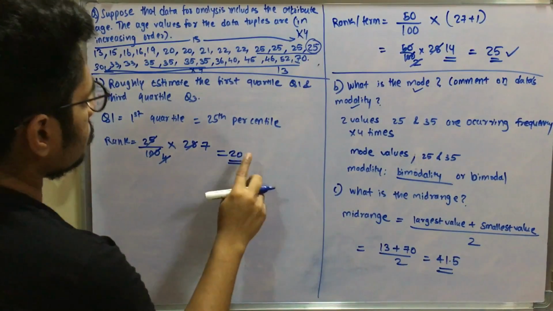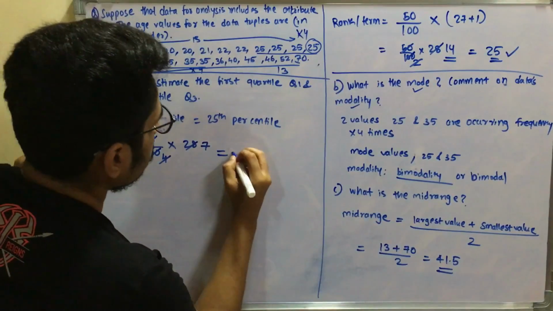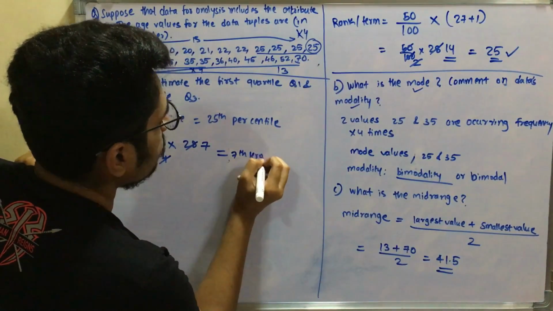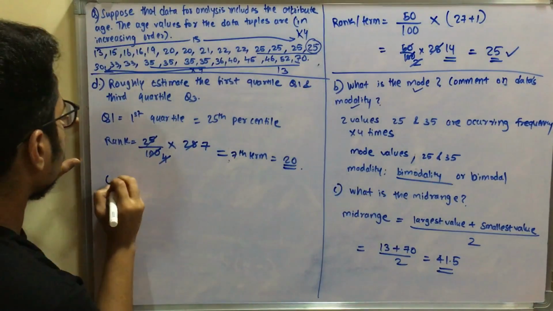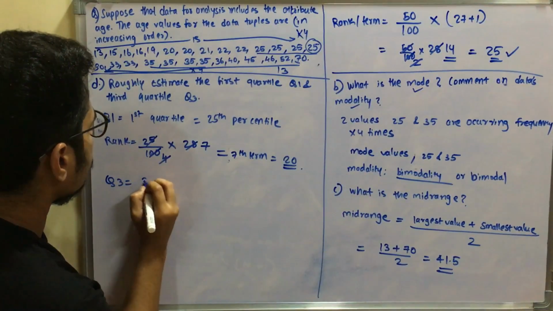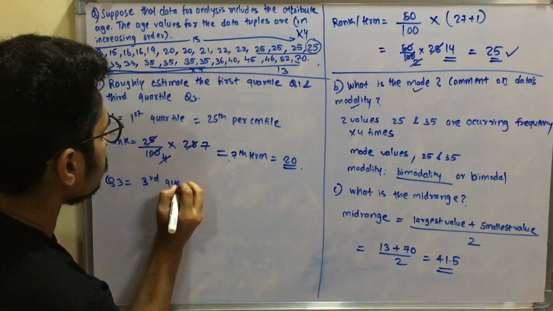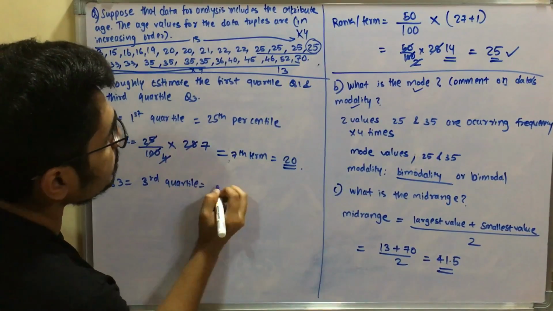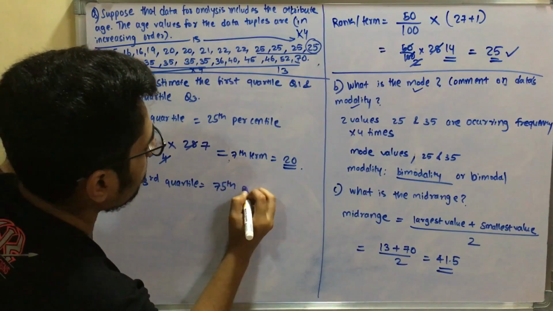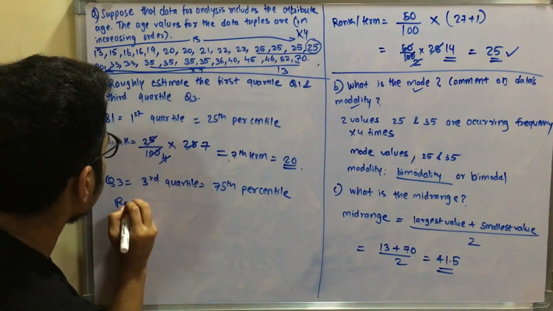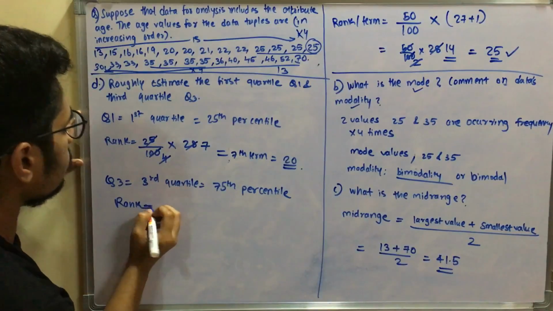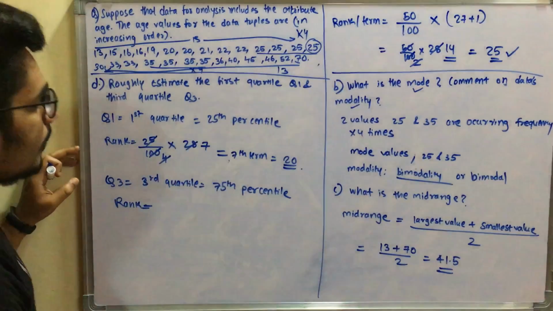So you have the 7th term, and the value corresponding to the 7th term is 20. So it's written in this way. Then you have the third quartile, that is Q3. The third quartile is given by the 75th percentile, and the 75th percentile is given by the rank. So you calculate the rank first and then you estimate the value for that.